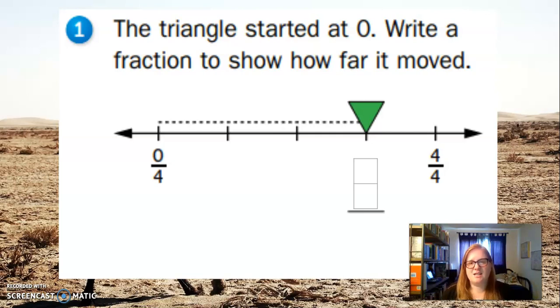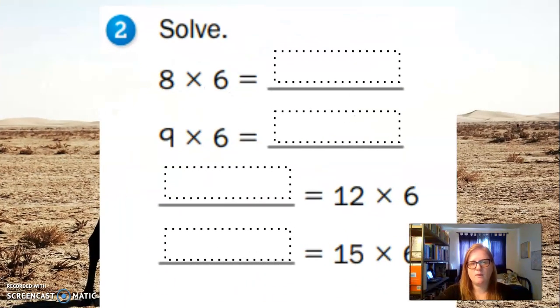The triangle started at 0. Write a fraction to show how far it moved. Solve. What is 8 times 6, 9 times 6, 12 times 6, and 15 times 6?